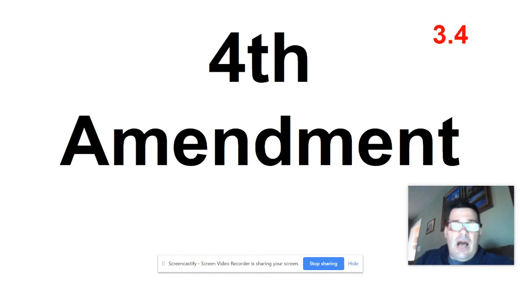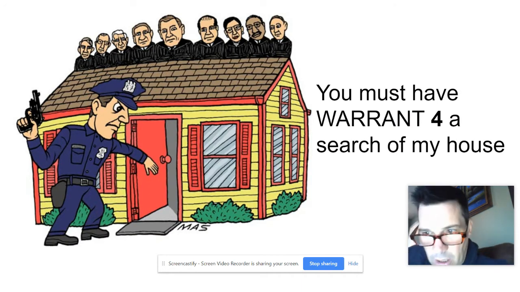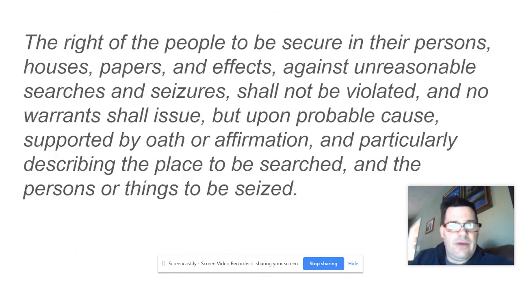Fourth Amendment. Hook for this one. It's not great, but if you can remember the saying, it's at least something, and that is that you must have a warrant for a search of my house. For a search of my house. I know it's kind of dumb, but a student came up with it. So if you don't like it, it's their fault. If you like it, I'll take credit. I use it. So you must have a warrant for a search of my house. You must go to a judge and get a warrant before you can go into a house.